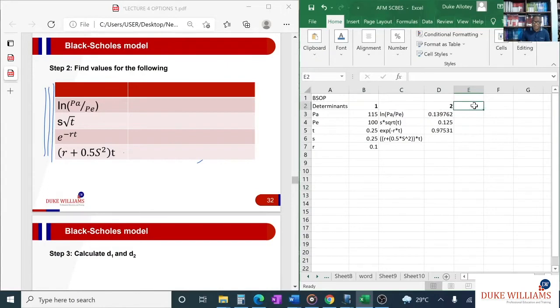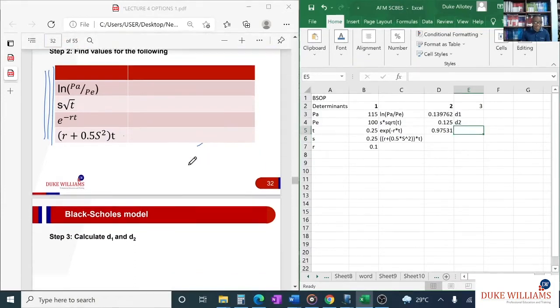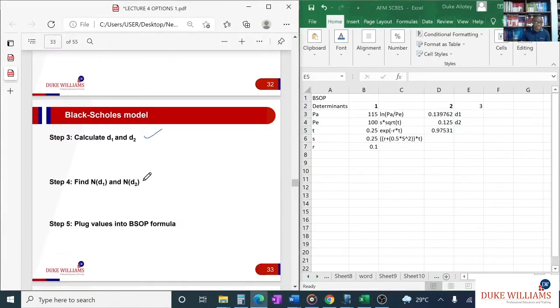Then my step number three is to find D1 and D2. So point number three, I'm going to find D1. I want to find D2, and then once I found that, I can work out ND1, ND2. So calculate D1, calculate D2, and then find ND1, ND2, and then what you do is plug it into the BSOP formula, and that's it. We are done. So what is D1?